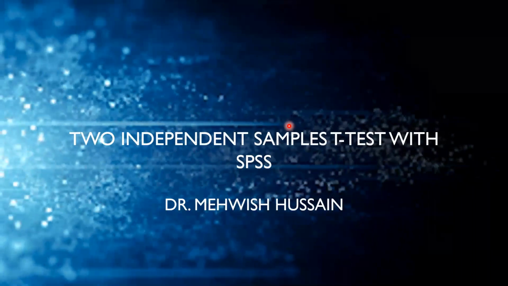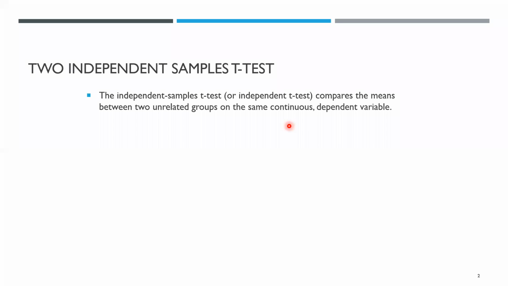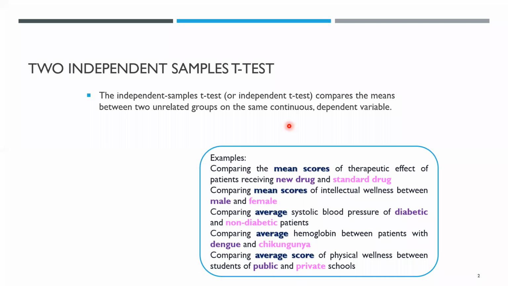So today's concern is with the two independent sample t-tests with SPSS. The two independent sample t-test is applicable when we compare the means of two unrelated groups on the same continuous variable, which is the dependent variable. For example, if you want to compare the mean scores of therapeutic effect of patients receiving new drug or standard drug, we have one variable which is the score, a continuous variable, and we have two groups. One group is receiving the new drug and the other group is receiving the standard drug.